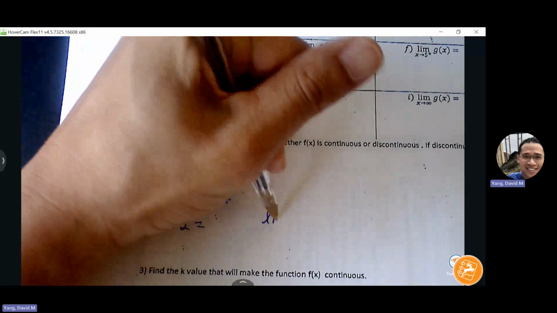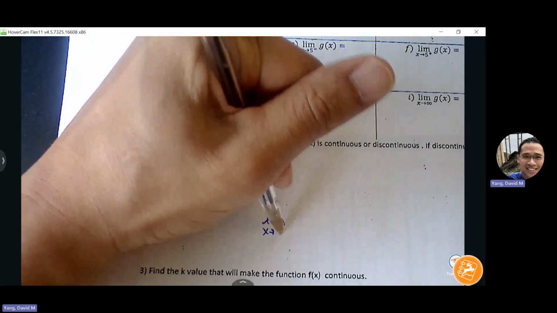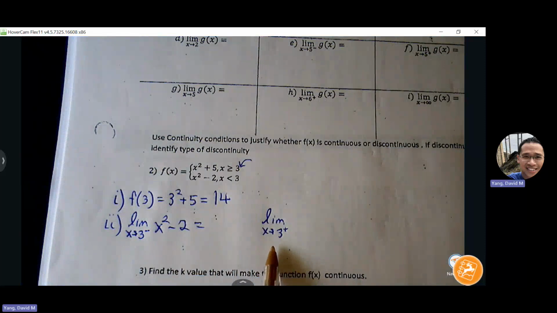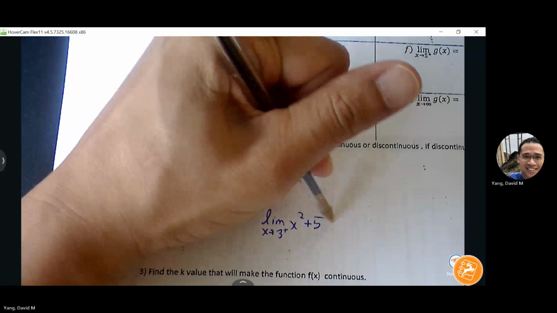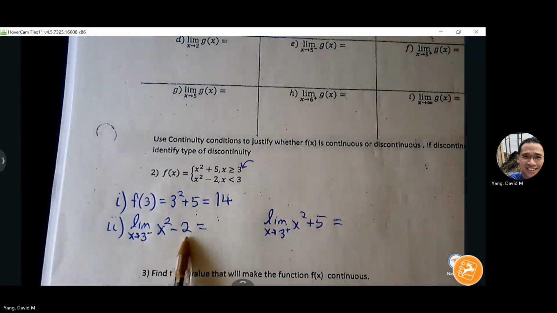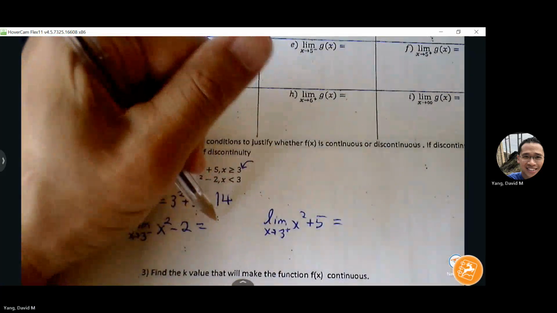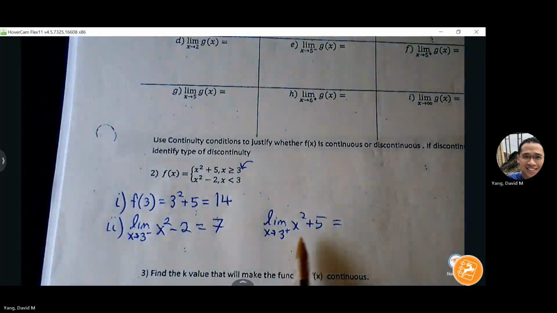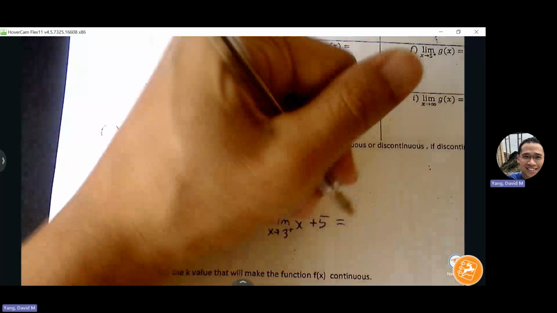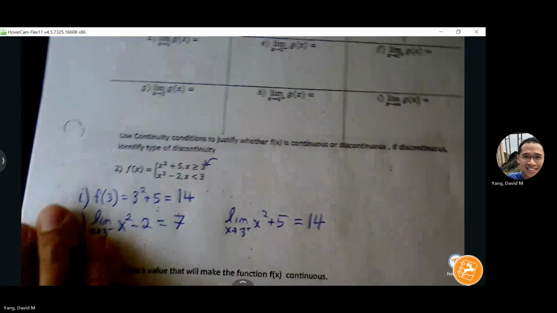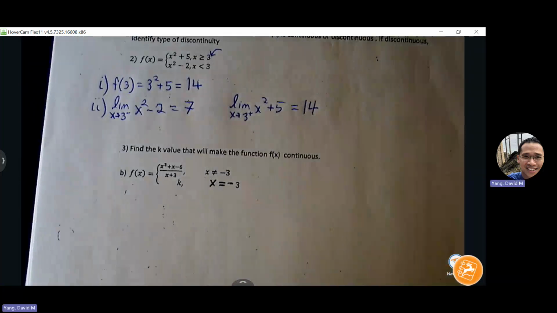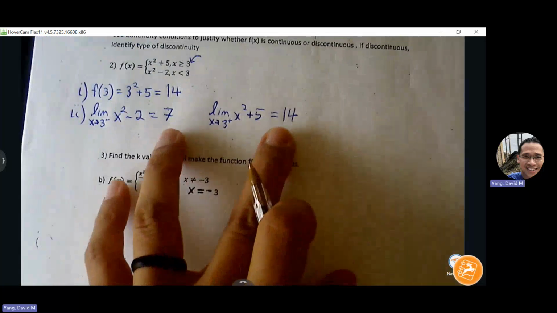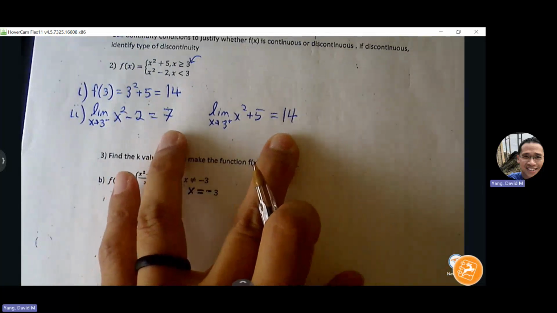I'm going to leave some space here and do the other one. So from the right side of 3, we're going to use x squared plus 5. Okay, we're going to evaluate them both. What do we get here? Here we're going to get 14. Okay. What can we conclude? It's discontinuous. Discontinuous because why? There's a jump. Jump discontinuity.